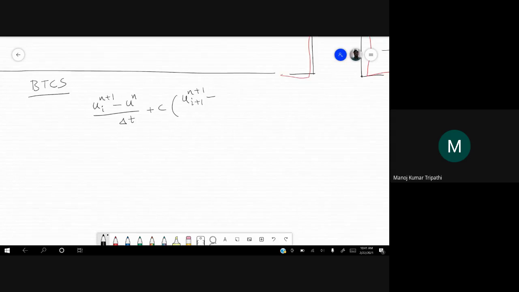And we are not using any upwinding here. We are simply writing the space derivative as a central difference. Is there any question?